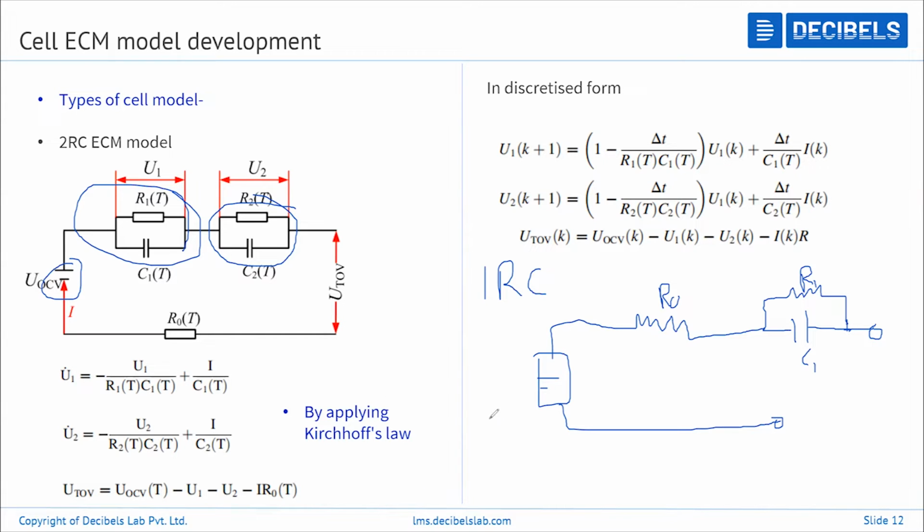I was mentioning ohmic resistance and polarization resistance. R0 represents your ohmic resistance. R1 represents your polarization resistance. Even if you take 2 RC, it is there.